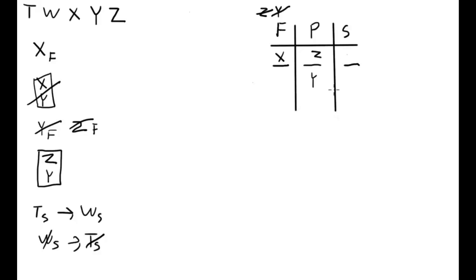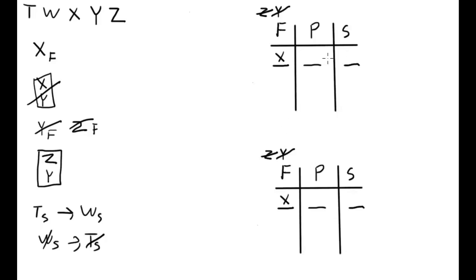So that's one inference we could make. It's a lot easier to see if we just split up our board, which is what I'm going to suggest we do. We split this game up into two separate diagrams. For our first diagram, we're just going to put Z and Y into P, and that's our first world here. And then for our second one, we're going to put Z and Y into S.